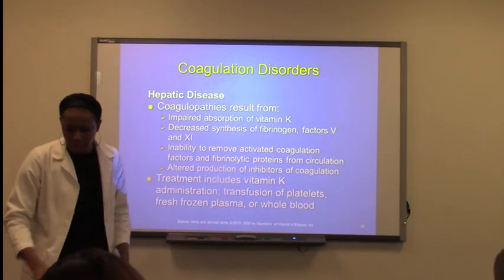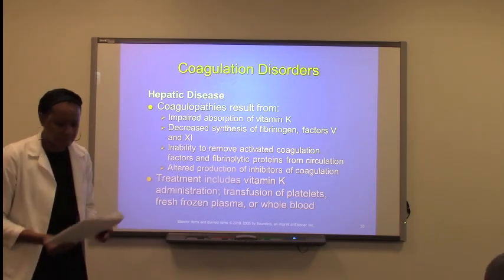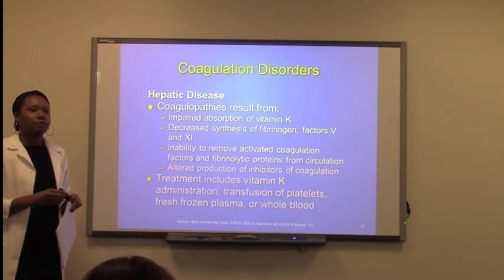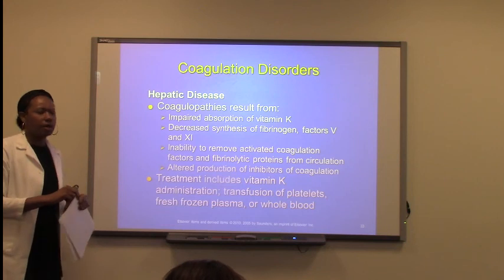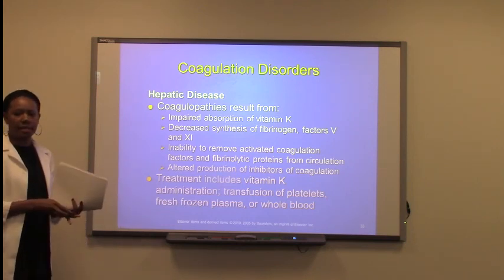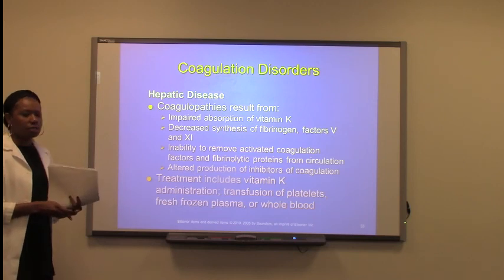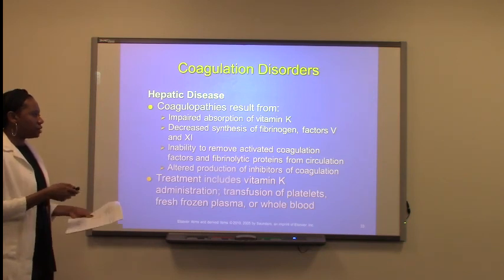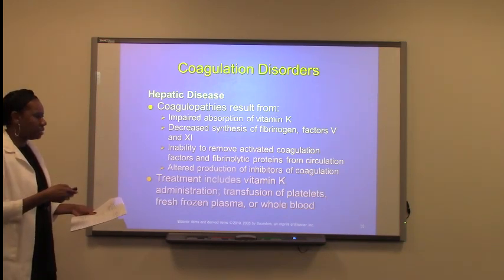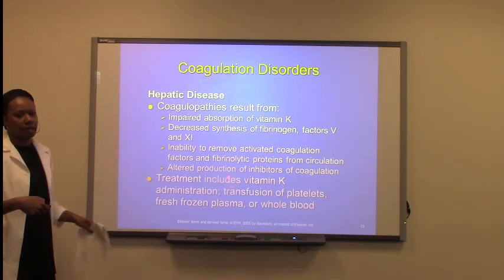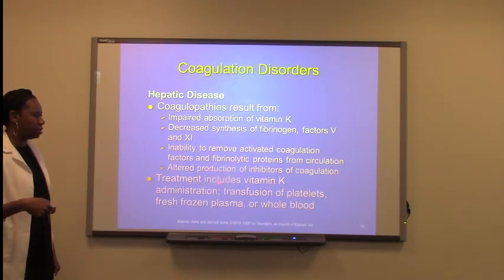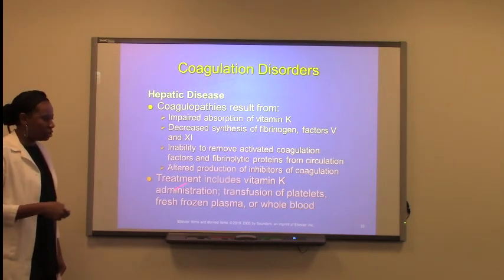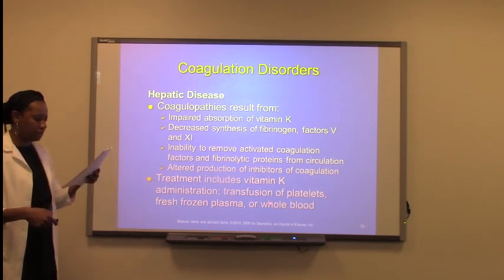And the last one here is hepatic disease. With hepatic disease, we have to revisit vitamin K. Remember that this is impaired absorption of vitamin K, which will decrease those vitamin K-dependent clotting factors. Same situation here, they will have the inability to clot the blood normally. So how will you treat this? Vitamin K administration. Transfusion of platelets, you definitely want to give them that because they're low in platelets. You can also give them fresh frozen plasma or whole blood.